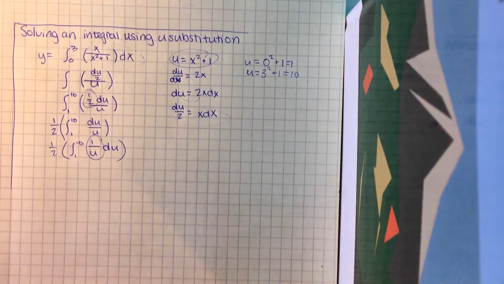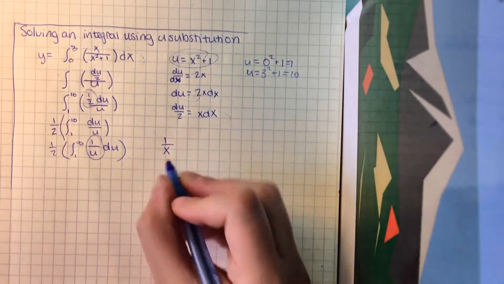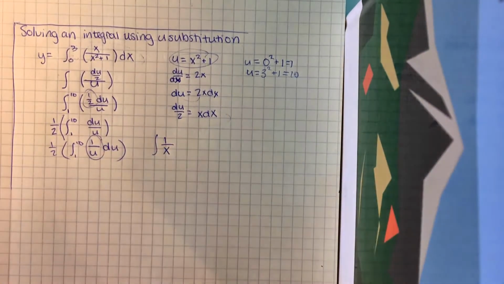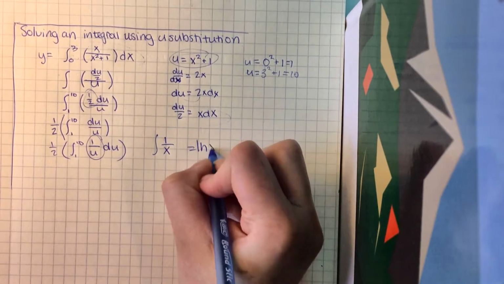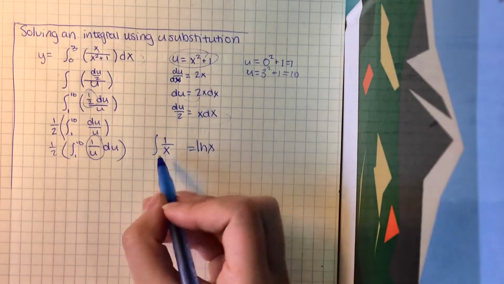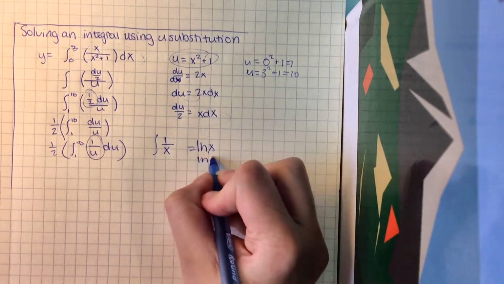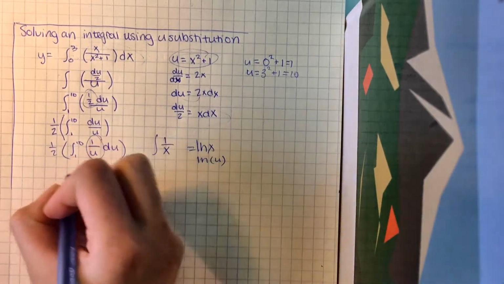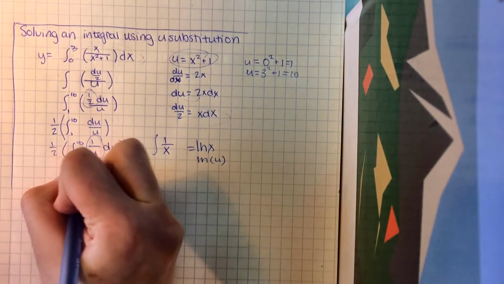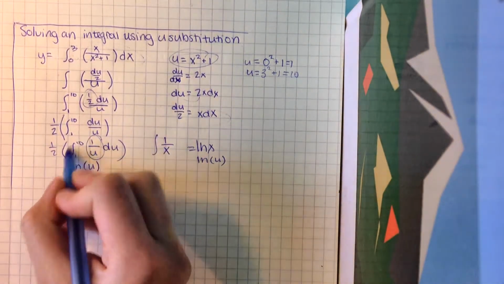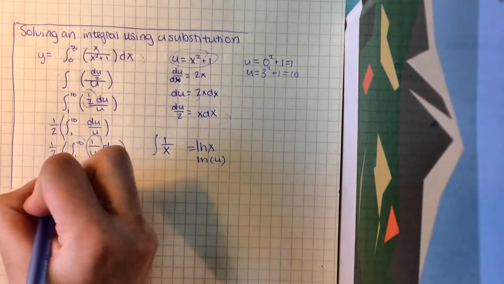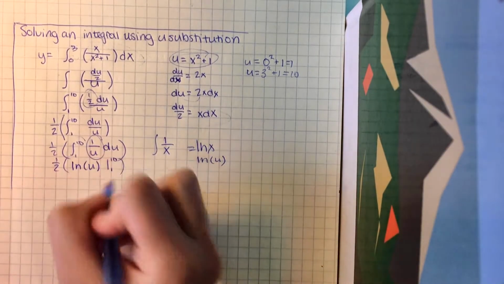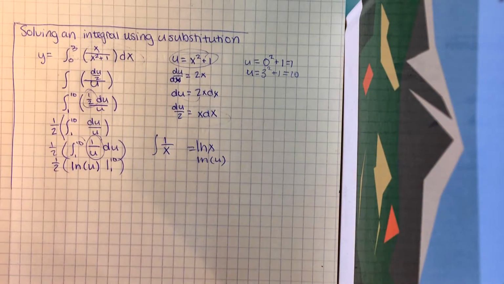And this should look familiar. Usually it's in terms of x, and when you take the integral of 1 over x, you're going to get ln x. And so the same thing happens with u. 1 over u turns into ln u. So now we have ln u, and we need to evaluate it from 1 to 10, so we put that at the end. And you can't forget that 1/2, because that's going to be multiplied by everything at the end.